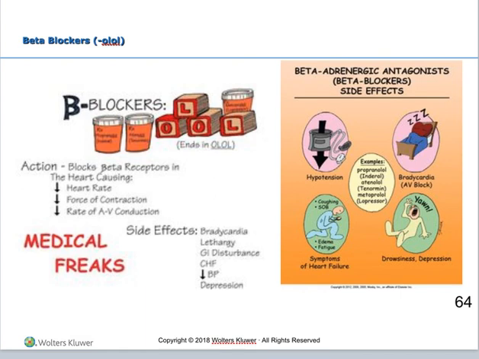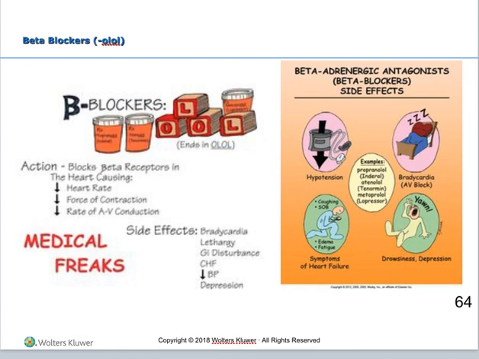Beta blockers block the effect of adrenaline on the beta receptors in the heart, and that is also part of the heart conduction as well. And that's why you've got a slower heart rate and a lower blood pressure. These can cause orthostatic hypotension. They can cause bradycardia or even a heart block.